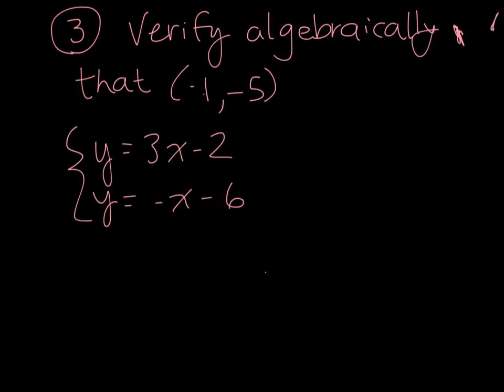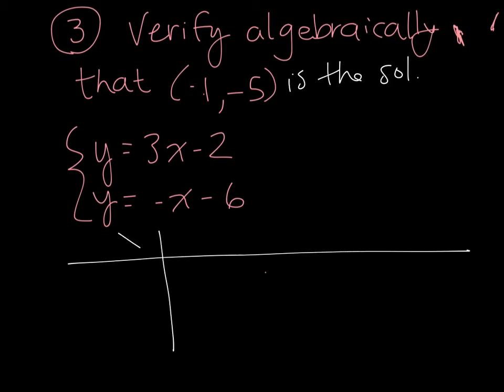The last type of problem I want to go over is verifying algebraically that -1, -5 is the solution. I'm going to do this with a table because the table helps me keep organized. That's how I like to do it because I'm very disorganized, so I have to have a table. So this is my x point, this is my y point. I want to show that this is true for these 2 equations, that if I graph it, it hits it.